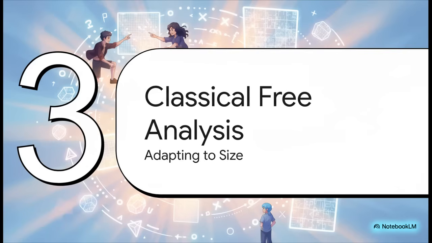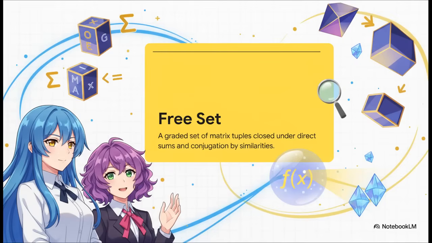Which brings us to Section 3, classical free analysis, adapting to size. To actually solve this whole ordering problem, classical free analysis steps in, and it's super cool because it allows us to evaluate functions across completely varying sizes of matrices. But to pull that off, we first have to define the domain, and that's a free set.